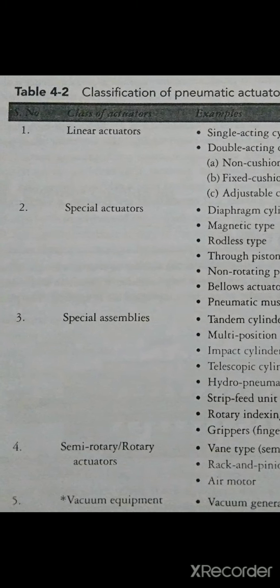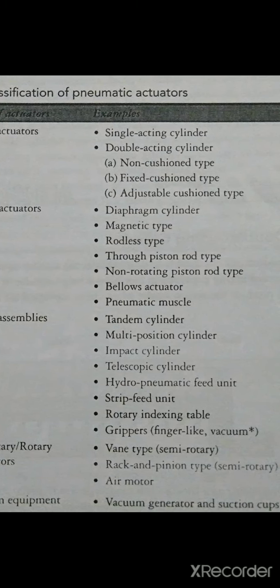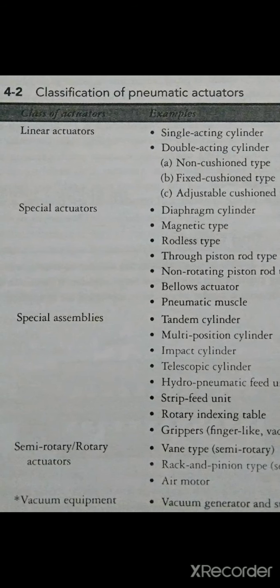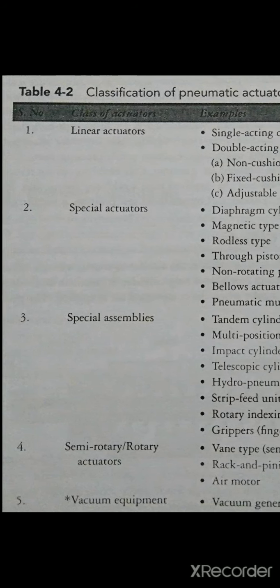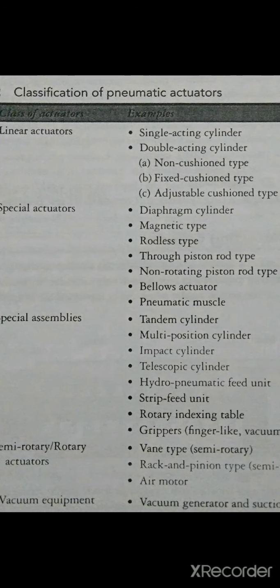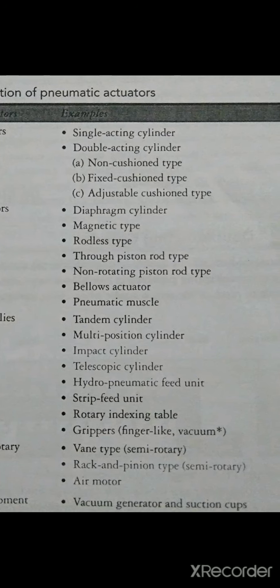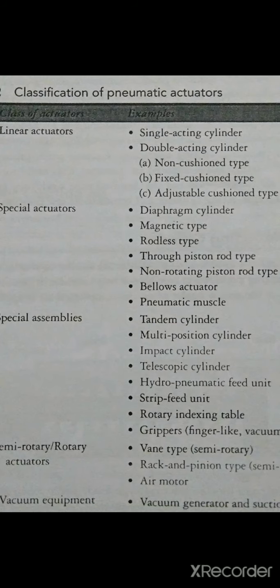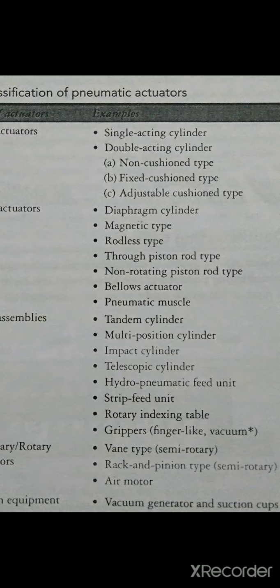Special assemblies are also available, which are tandem cylinder, multi-position cylinder, impact cylinder, telescopic cylinder, hydropneumatic feed unit, strip feed unit, or rotary indexing table, and the grippers, finger-like or vacuum, through which we are gripping or clamping something. Then comes the semi-rotary or rotary actuator, which are vane type, rack and pinion type, and air motor. And the last one is vacuum equipment: a vacuum generator and suction cups. So we'll discuss one by one.